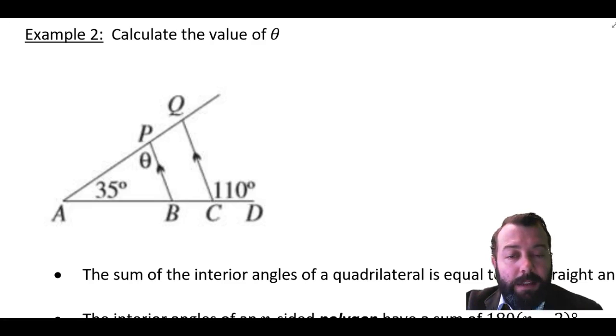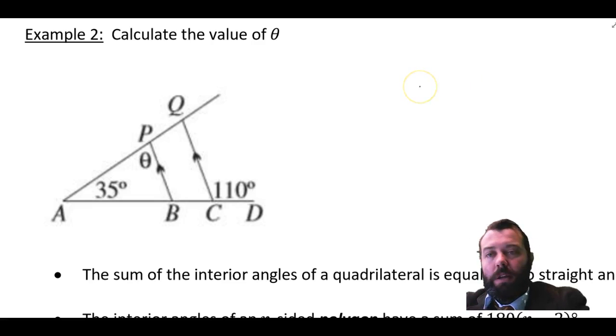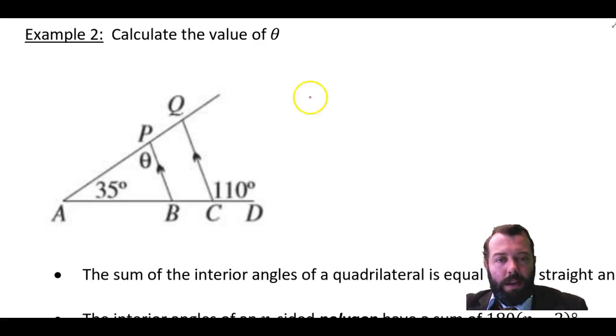that the exterior angle is equal to the sum of the opposite interior angles. So 35 plus theta will equal this angle here, PBC. And PBC and QCD are corresponding angles on parallel lines. So I think that's going to be the most efficient way to the solution. Let's grab a red pen and we'll start writing.